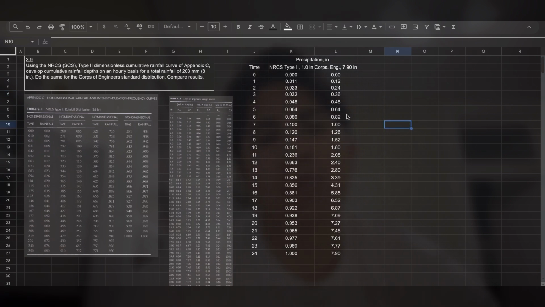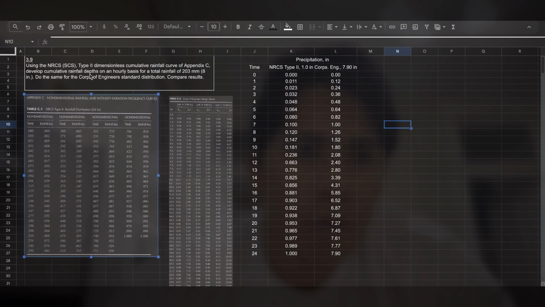It's 3.9. In this one, we're gonna graph different distributions. Let's see, 3.9 using the NRCS or SCS. They are both the same thing. NRCS is Natural Resources Conservation Service, I believe. And this used to be only Soil Conservation Service or something like that. So that's the same, and they developed these distributions. We're going to use the type 2 dimensionless cumulative rainfall curve that we find in Appendix 6. I already have it here.